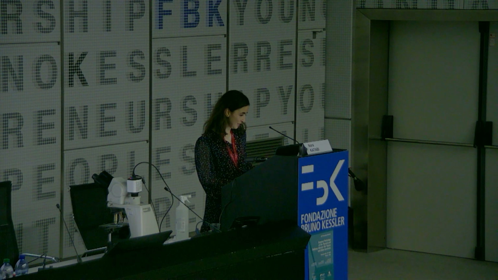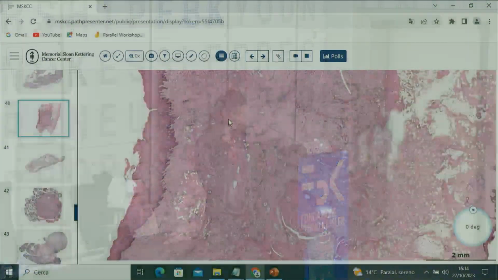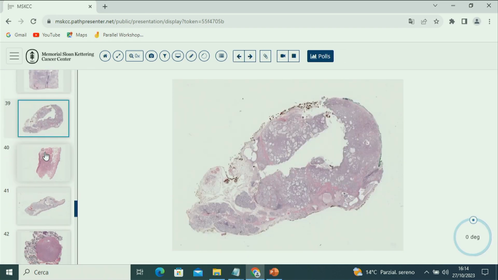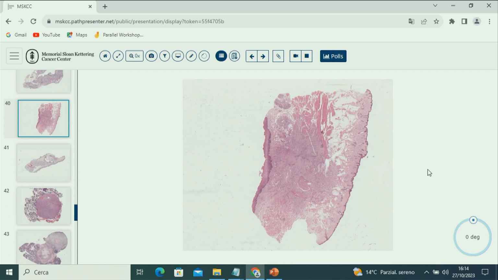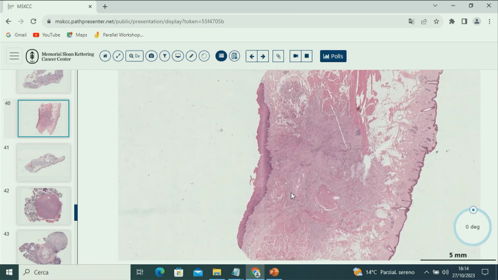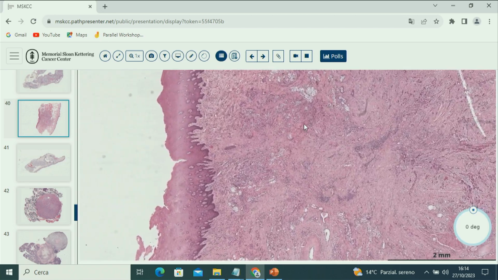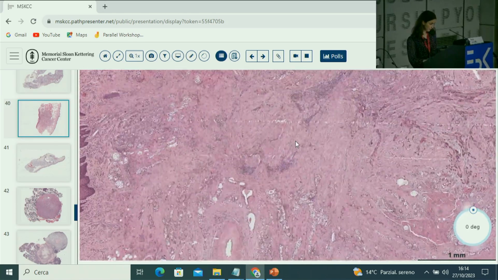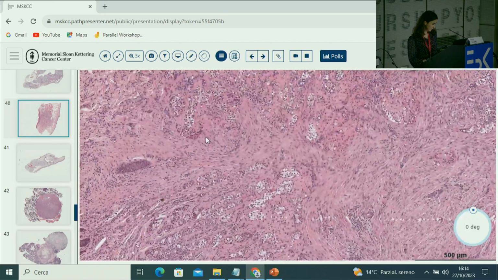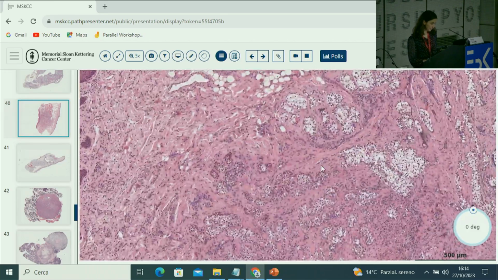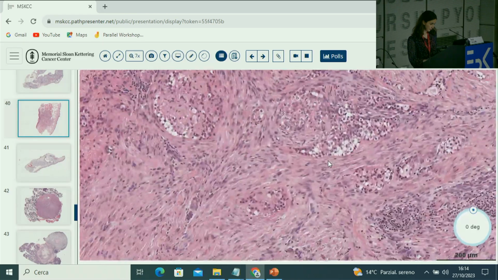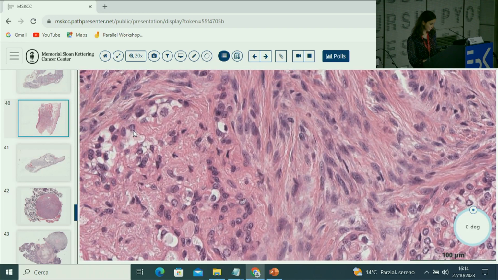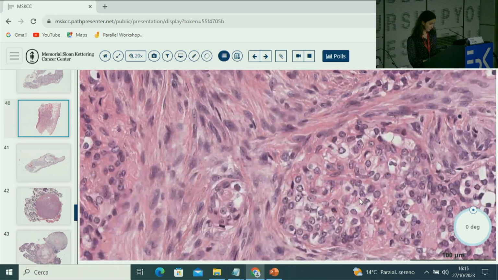Okay, so this case is in a young person from the lip. Let's go more on high power. You can see underneath the mucosa, there are infiltrative islands here. No significant atypia. Tumor cells have some clearing, some eosinophilic cytoplasm.